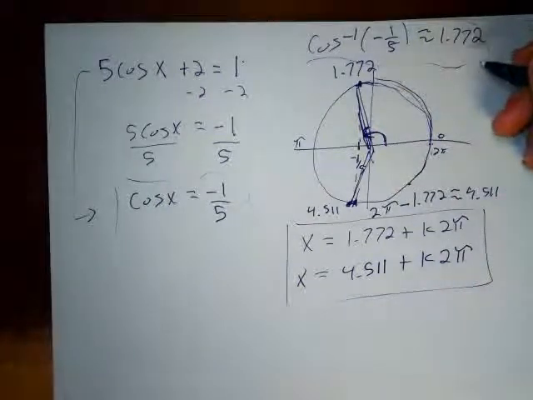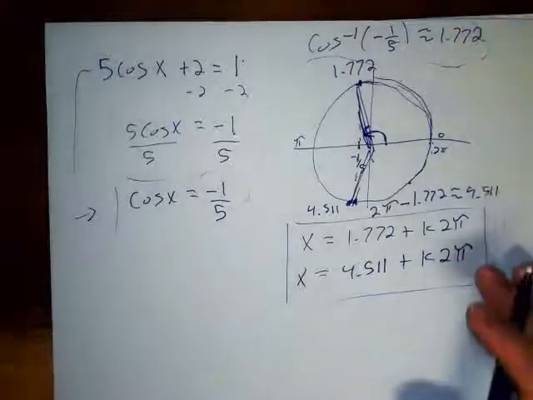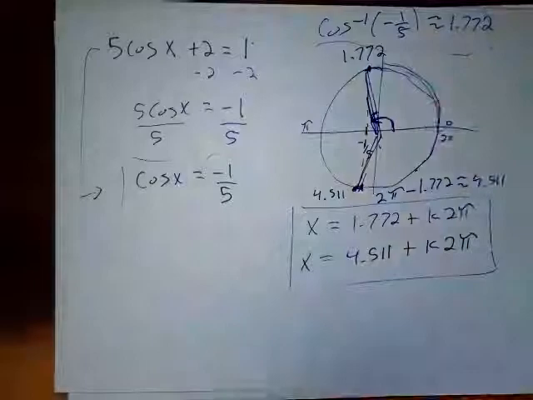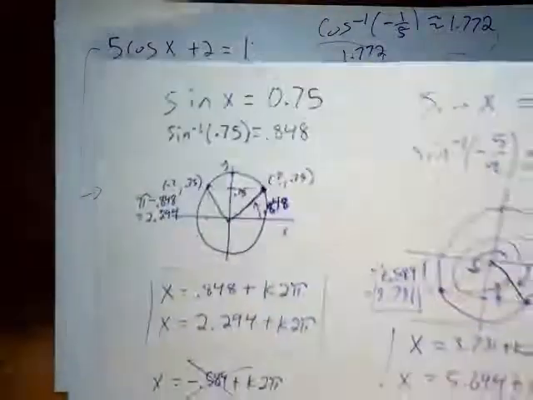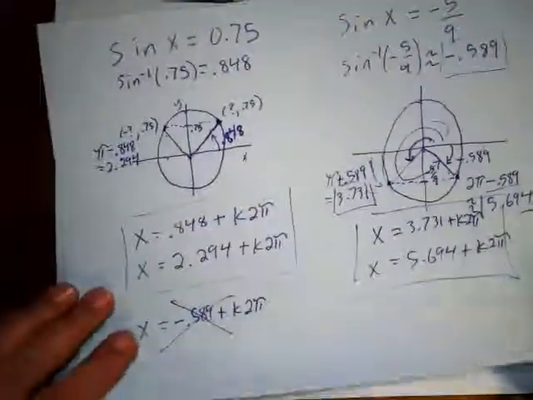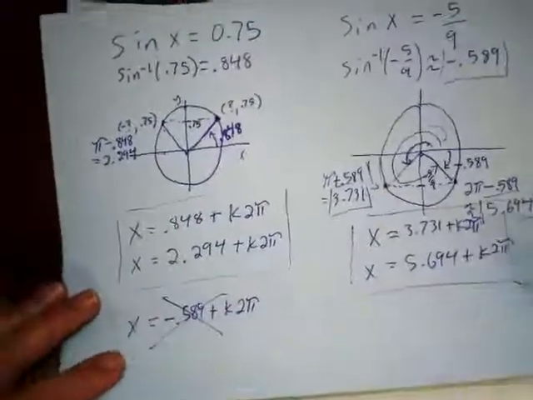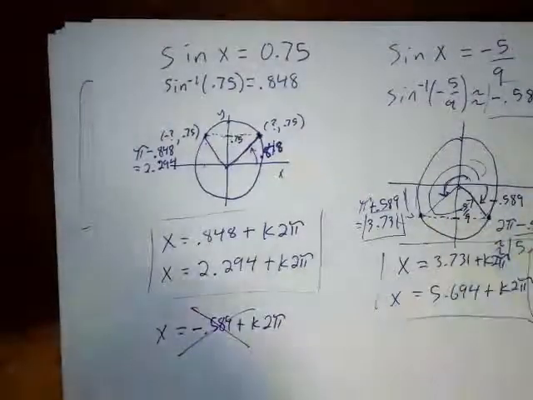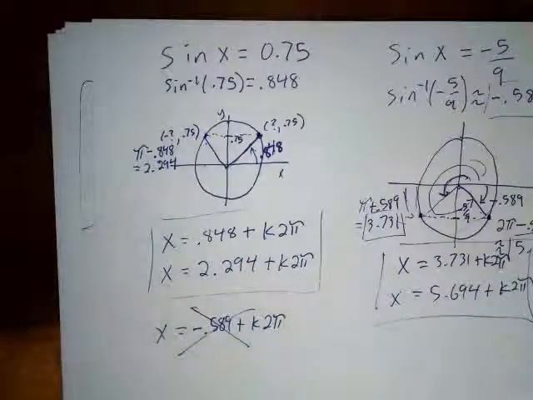Okay, so that is solving a sine or a cosine equation where these are not special angles on the unit circle. They're just any angles. Okay? And now, in the next video, we'll look at solving trig equations with both special angles and just regular ones.